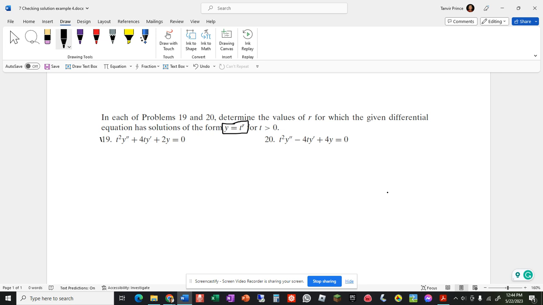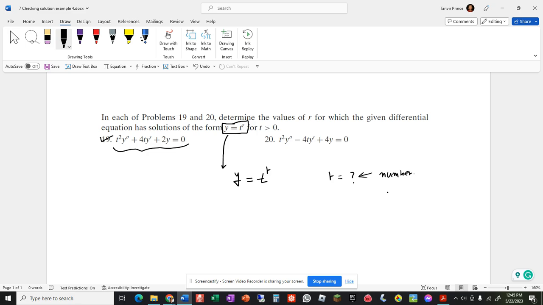So I'm going to do number 19, and you can try number 20 yourself. So let's start with number 19. The form of the solution is y equal to t to the r, where r is some unknown number. So this is a number, not a variable. There may be some number so that t to the power r will be a solution of this differential equation, number 19. So let's actually substitute this y into the differential equation and check.